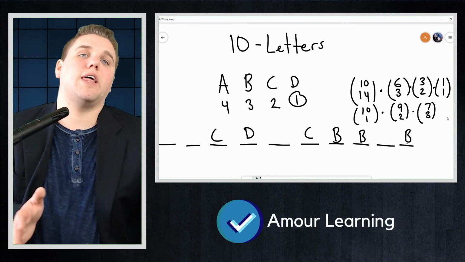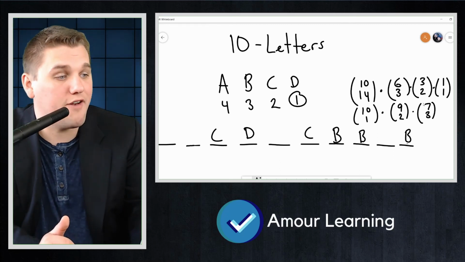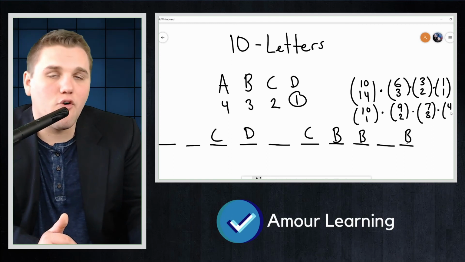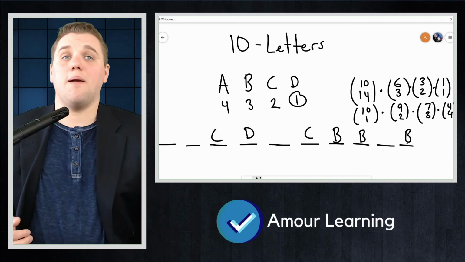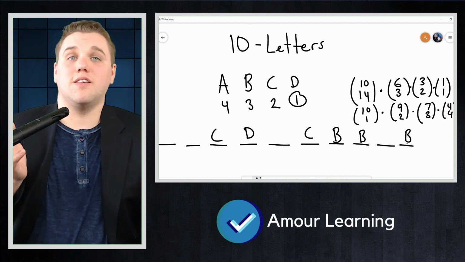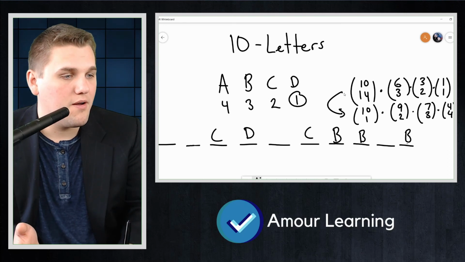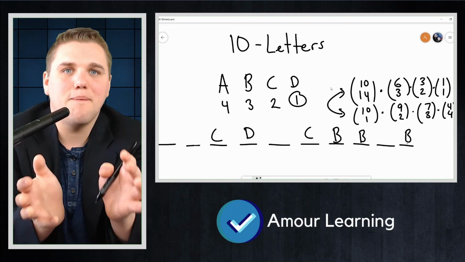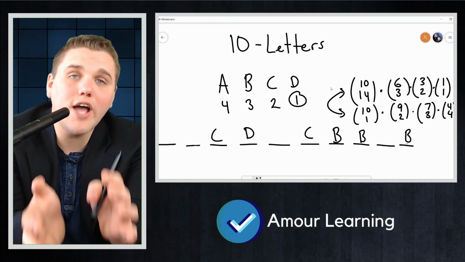Finally, the A's can be placed in 4 choose 4 ways. We have 4 spots remaining and 4 A's, and so we are taking 4 positions and choosing 4 of them to be A's. Okay. This gives us the binomial identity that these two numbers must be the same because they're the answer to the same question.